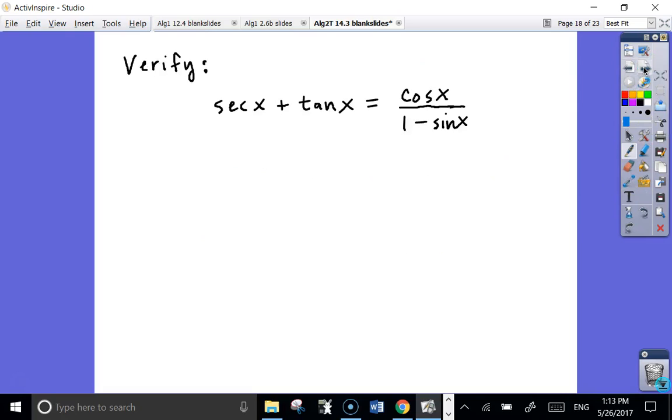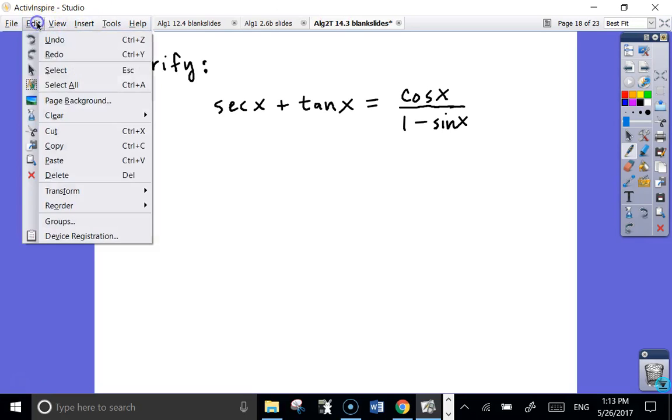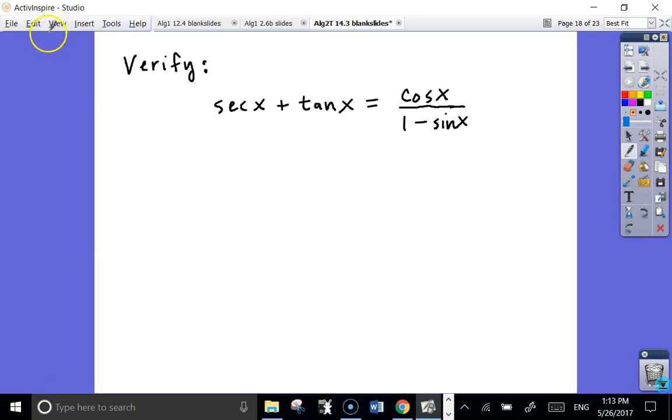Okay, verify. Which side would you think is the more complicated in this one? I think the right side probably is the more complicated of the two. And there is a strategy for doing these things that is like this. I'm going to show this in 2 ways. Let me copy this. Edit, copy, edit, paste.